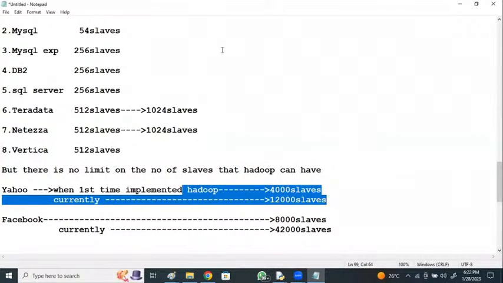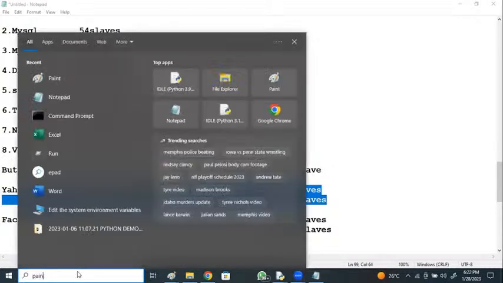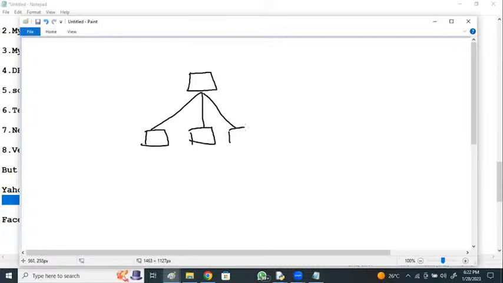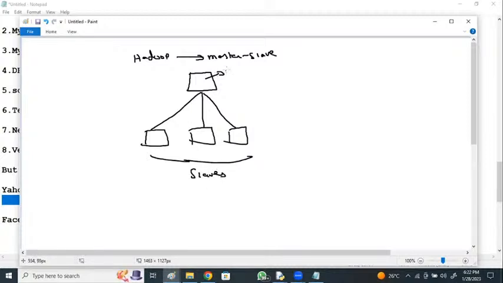Can you please repeat what the slaves and nodes are? Yes, that I'll be discussing. One second. See, Hadoop follows a single master, multiple slaves, master slave architecture. Hadoop or Spark follows master slave, not client server architecture. Single master means these are multiple slaves. Slave nodes, we say. This is the master node, these are slave nodes.